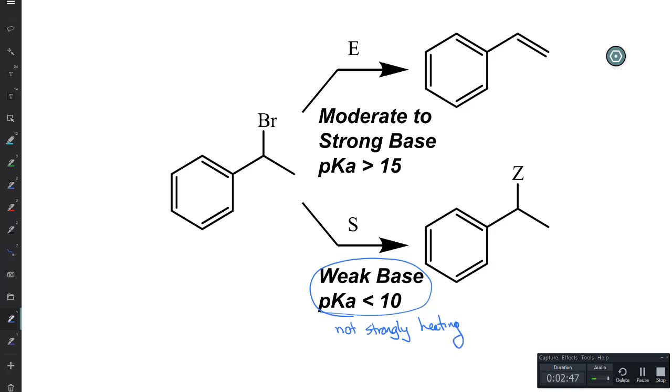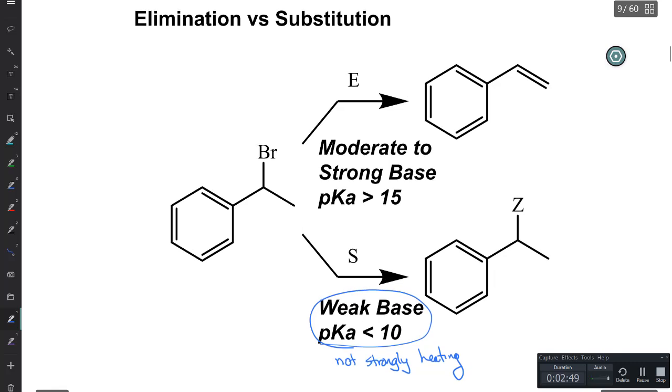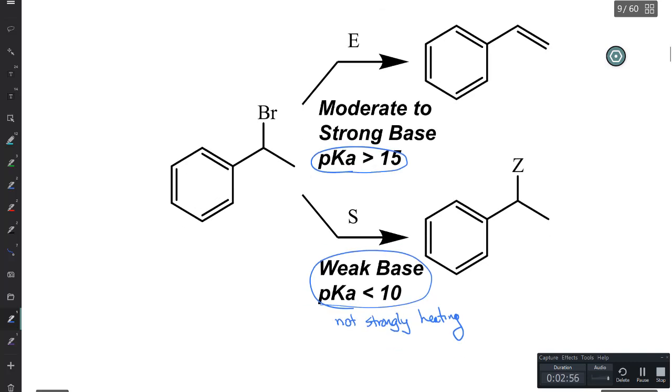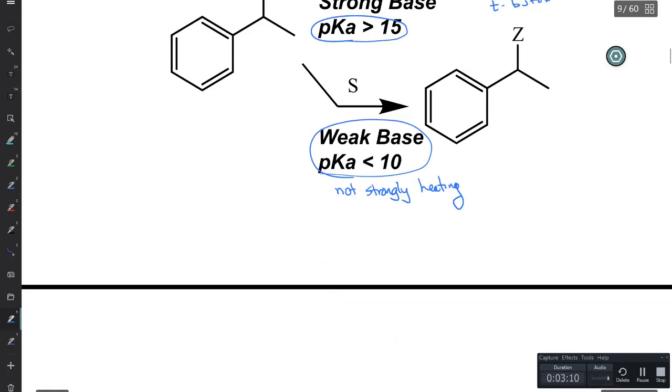You can get a substitution reaction, but with bases that are moderately strong, their pKa's are relatively high, or they're bulky like DBN and DBU, they're not very good nucleophiles, or t-butoxide. Those kinds of bases typically lead to elimination products.